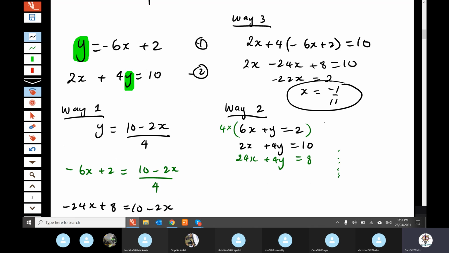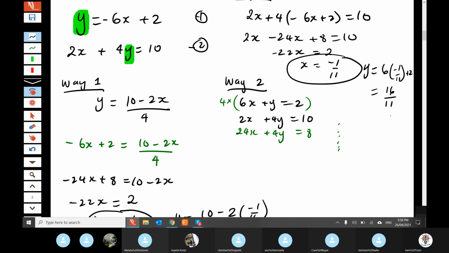And then again, sub it back in to get your answer for y. I can sub it into anything, but for way number 3, you'll only have equation 1 and equation 2, so I'll sub it into equation 1. And the answer is negative 6 over 11 plus 2, which is 22, negative 6 plus 22, 16 over 11. Something like that for y. You guys will check it, I'm sure.